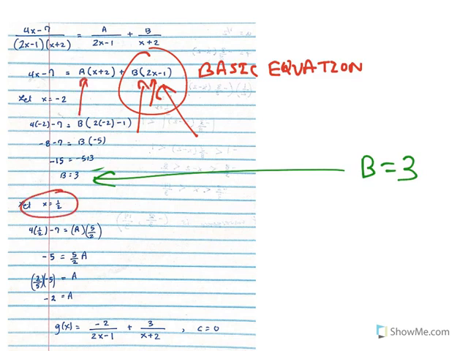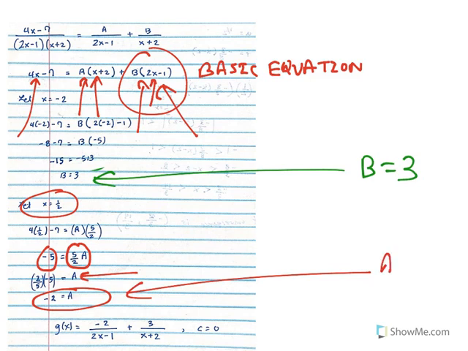So if I choose x to be 1/2, then on the left side of the equation, 4 times 1/2 is 2, 2 minus 7 is negative 5, and on the right side of the equation, 1/2 plus 2 is 2.5, or 5/2, so I have 5/2 a. So what is a? Multiply both sides of the equation by 2/5, and you get that a is equal to negative 2.